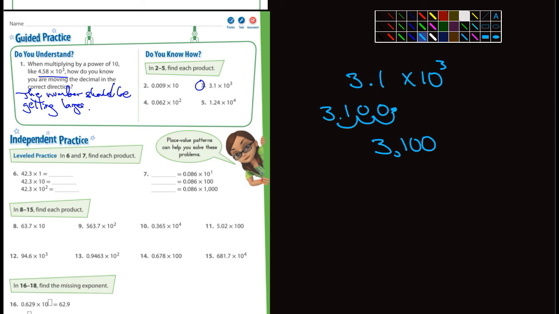Okay, so just move the decimal the number of places that the exponent is. How about number 4? Number 4, it's 0.062 times 10 squared. I'm going to move the decimal 2 places. 1, 2. So it becomes 6.2. And what was the previous one? It was 3,100. All right.